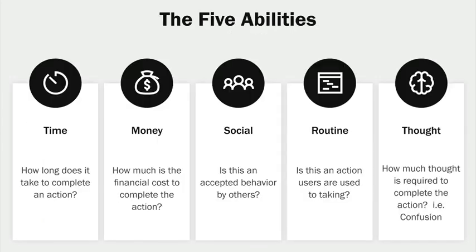There's 5 different abilities, things that can either make the hill steeper or less steep. Time, so how long does it take to complete an action? Money, how much is the financial cost to complete the action? Social, so is this an accepted behavior by others? Routine, does it match or disrupt our existing routines around things? As well as thought, how much thought is required in order to complete an action?